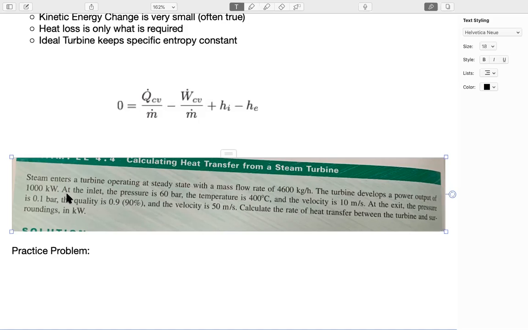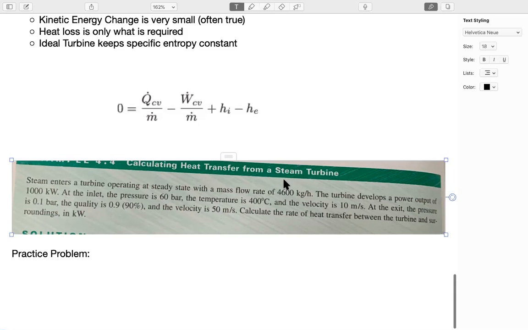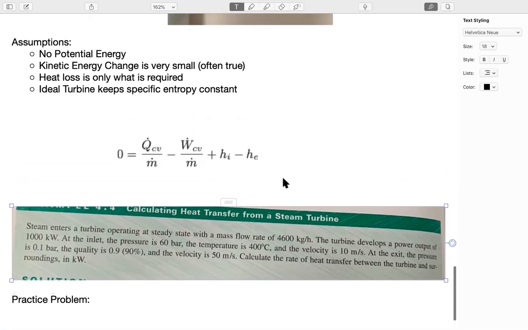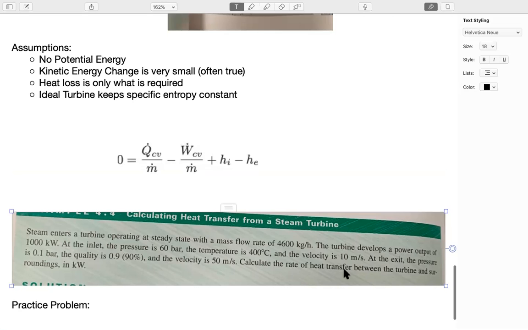So 1,000 kilowatts. At the inlet, you're given a pressure and a temperature. Two numbers for the input. That means you can look things up in the tables. And a velocity. At the exit, you're given a pressure and a quality. Again, two numbers. So you can find out things about the exit. And you're given a final velocity. Calculate the rate of heat transfer. So calculate Q dot. If they ask you to calculate Q dot, that means you cannot assume that Q is 0, right? You've got to calculate that.